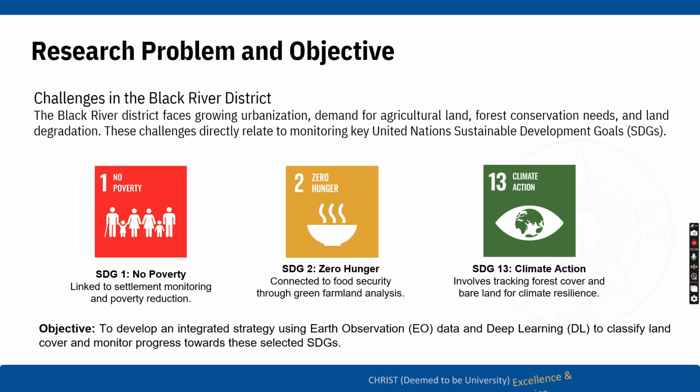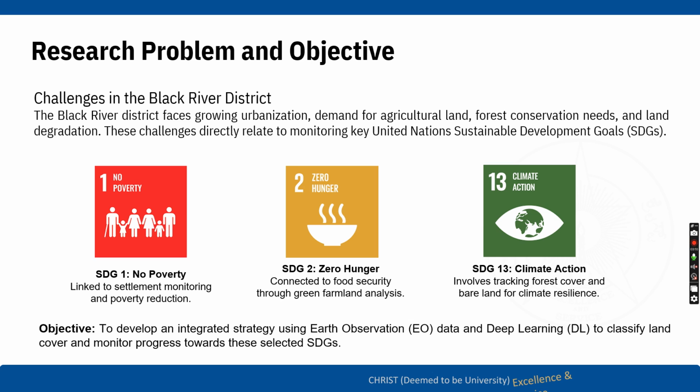One is no poverty, which is linking the settlement monitoring or poverty reduction in that area. SDG 2 leads to zero hunger, and of course it connects with food security, and that further connects to the green farm and farmland analysis or agricultural land analysis. And SDG 13 goes in the domain of climate action, which involves tracking forest cover or reduction in forest coverage, and also the bare land arrangement in that particular area for climate resilience.